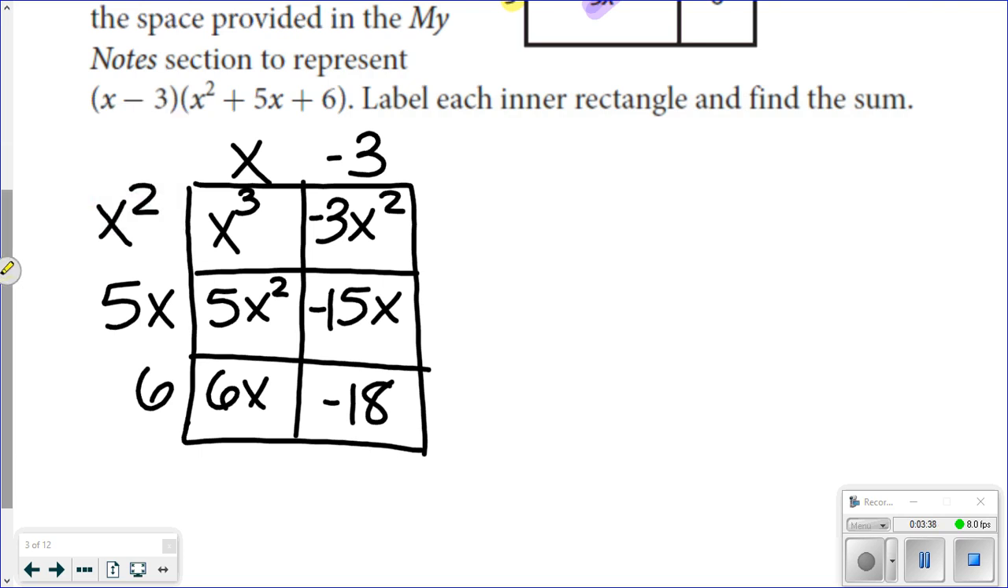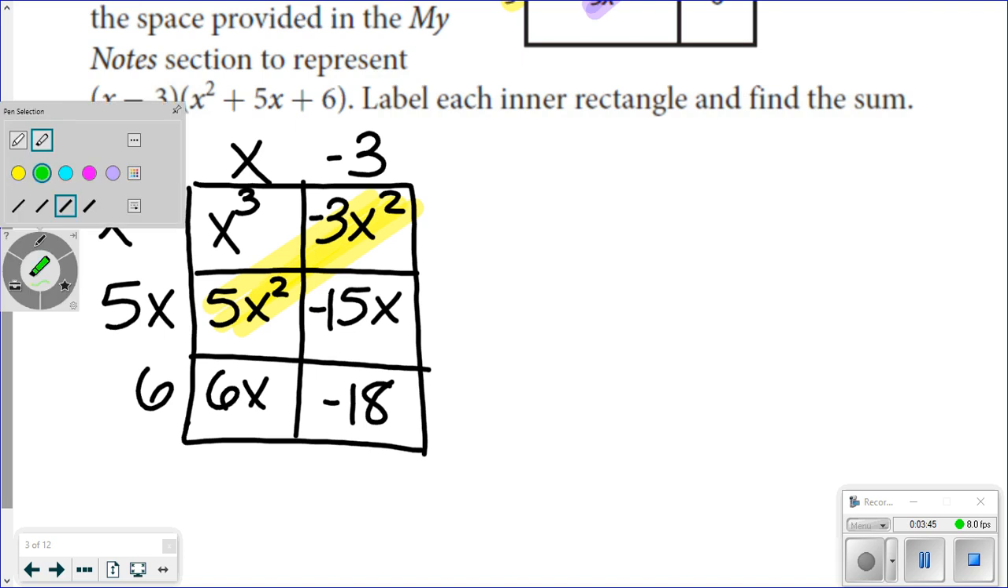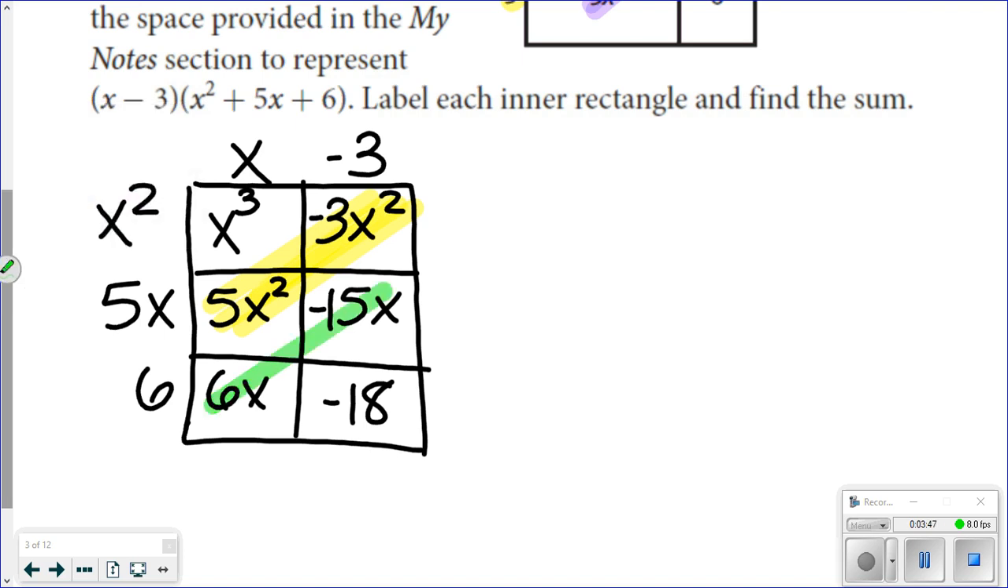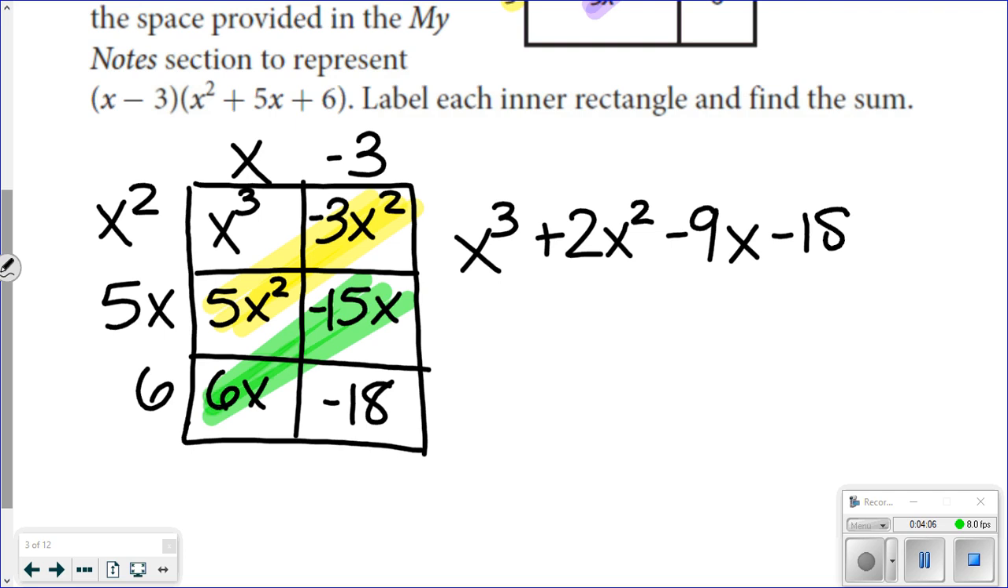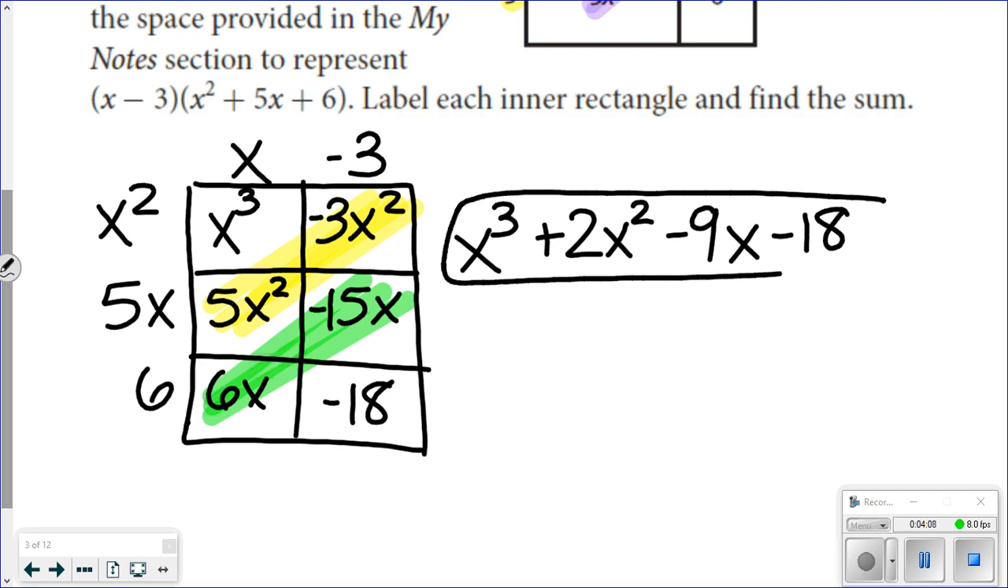So I'm multiplying the tops and the sides, and then these are my like terms for my x squared that I need to combine together, and these are my x's that are like terms. So for standard form, I'm going to write my x cubed first. 5 minus 3 is 2x squared. 6 minus 15 is negative 9. And then minus 18. So now I have 4 terms here in my answer.